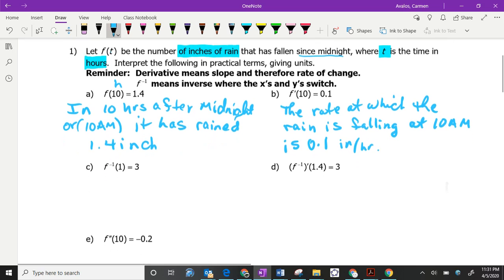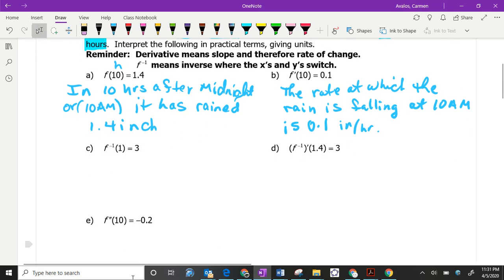Okay. Going to C. What does that mean? Well, this is the inverse. Why is that important? It's because it switches things a little bit, and sometimes we have the information switched. Because we're switching the X and the Y, the 1 no longer represents the hour; now it represents the inches. The 3 now represents the hours. So now we have inches here and time there. This one is going to be a little bit different.